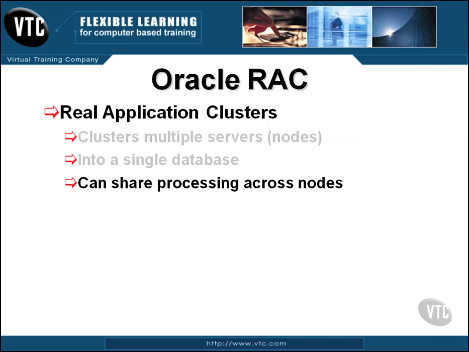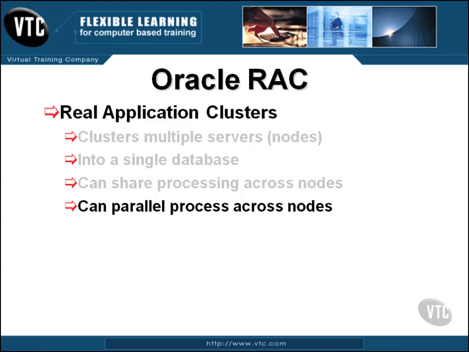You can share processing across nodes. In other words, it can split things up. It can also parallel process across nodes to a certain extent automatically. Sometimes you can over parallel process, which can cause some major problems with RAC and effectively halt the database. There are ways to get around that, but that's performance tuning. That's another course.